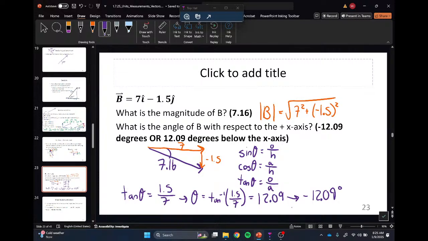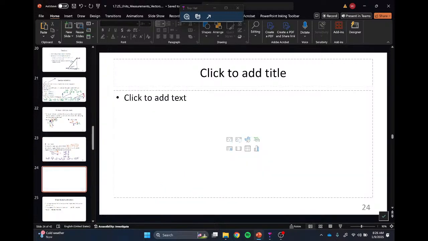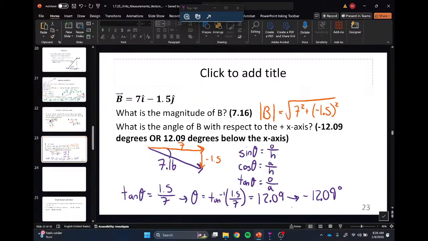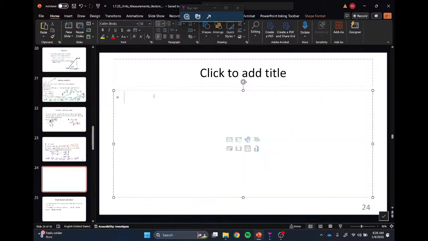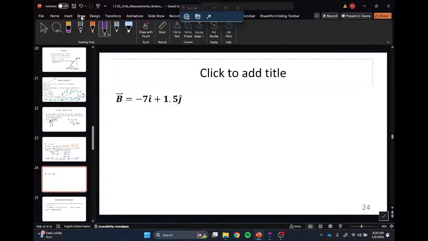It all works. Okay, so let me give a quick counterexample of why I told you all that we put them as positive. I'm going to copy and paste this. If this was instead -7 and positive 1.5, this would be a vector that's to the left and up. Okay? 7 to the left, 1.5 up.